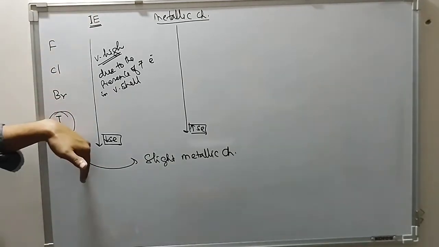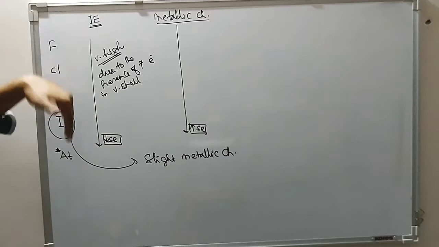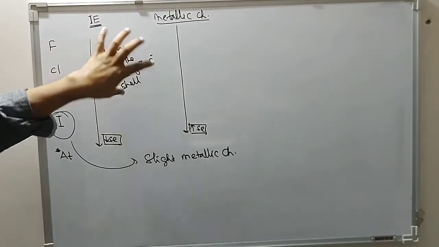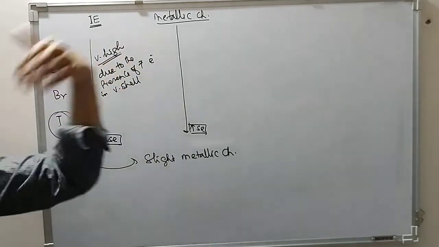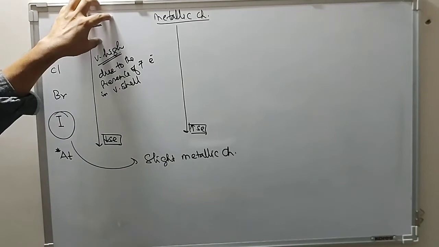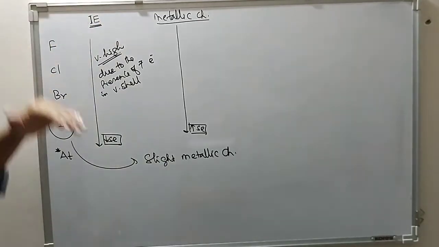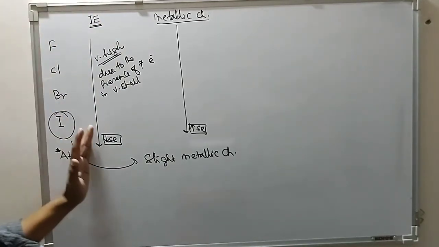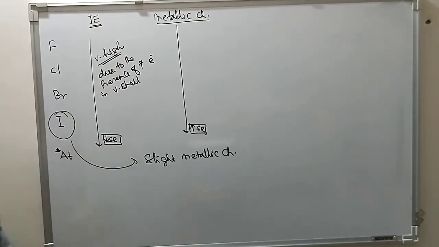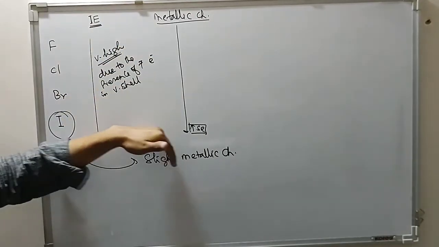So these are non-metals. Because of this, they have strong or high ionization energy. The reason being the presence of 7 electrons in the valence shell. They still require 1 more electron to complete the octet. So they have very high ionization energy. But due to increase in size from fluorine to iodine, ionization energy decreases. As the ionization energy decreases, metallic character increases.